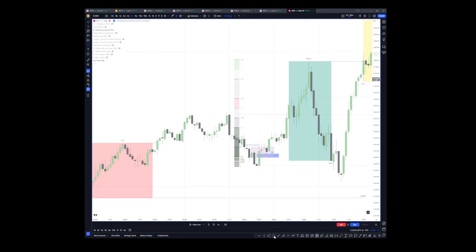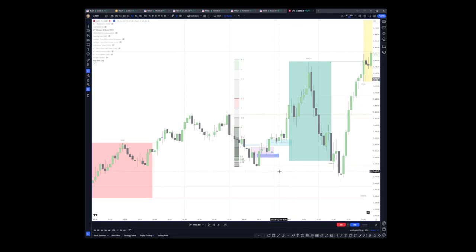So what I essentially told you was we needed fair value gaps on opposite sides. There's one fair value gap here. There's another fair value gap here. And then there's another fair value gap here. I now have two fair value gaps, right? That satisfies the other condition.